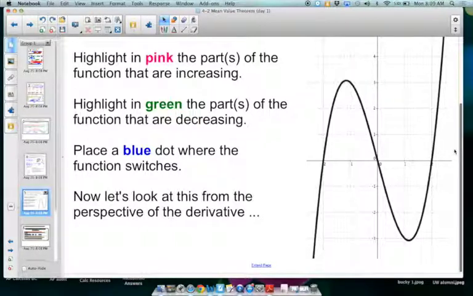Now that we got that, really quickly, like less than a minute. Go ahead and highlight that. Pink, green, and blue.